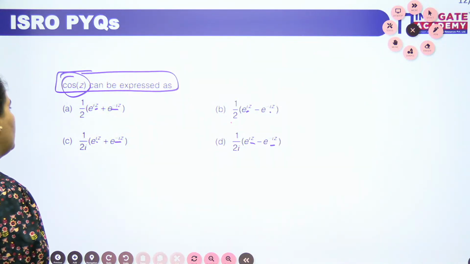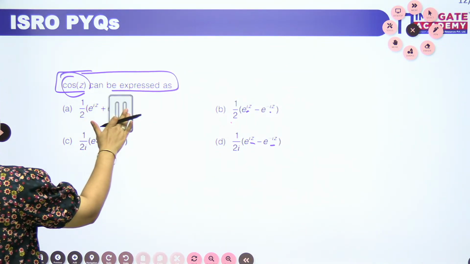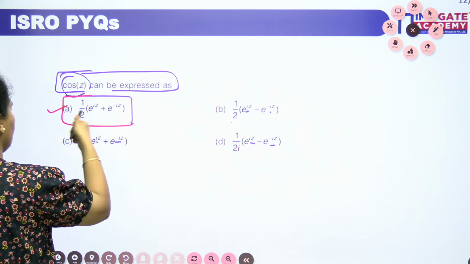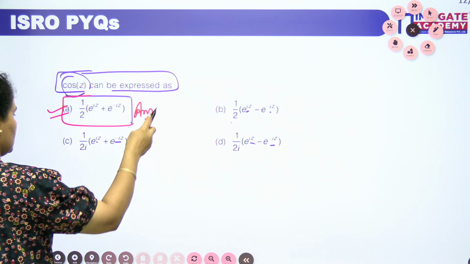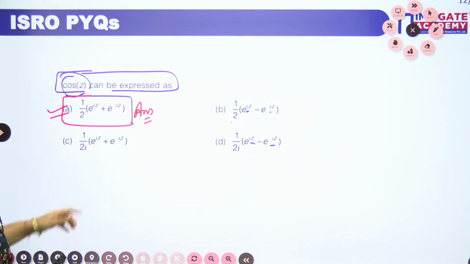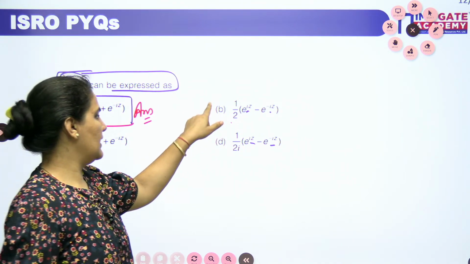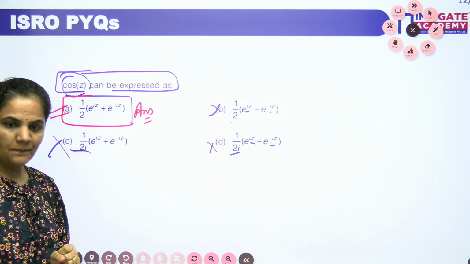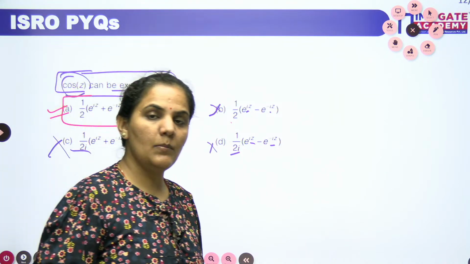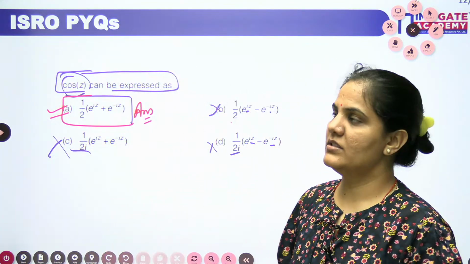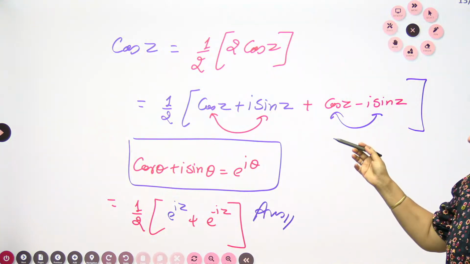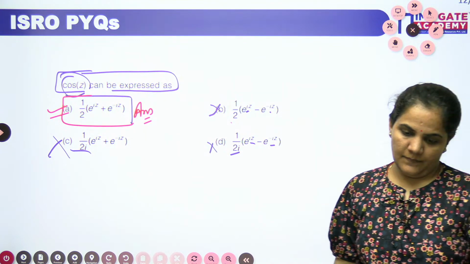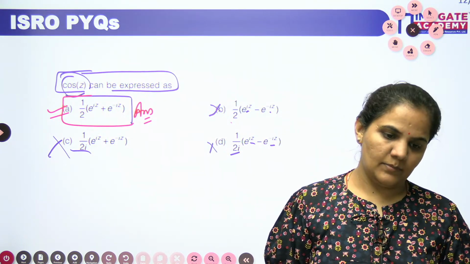Look at the options. 1 by 2 e power iota z plus e power minus iota z we are having in option A. Here we are having 2 iota, no, it is not possible. Here negative, no, it is not possible. 2 iota, not possible. So my result will be option A, which I can see very clearly: 1 upon 2, cos z plus iota sin z, so this will be e power iota z plus e power minus iota z. Very simply we can approach the question.